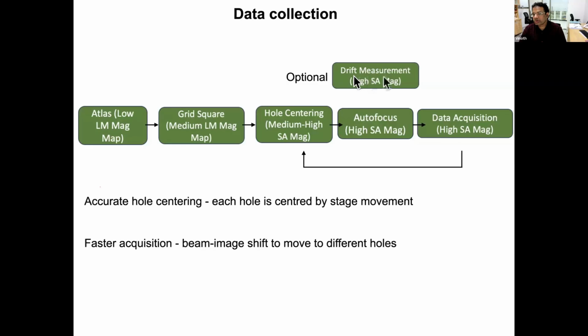Optionally, you can also do drift measurement. This typically is not used very regularly, but there is an option to use. So when we center the hole, there are two ways now. We can do accurate hole centering, where you go to each hole by stage movement and then you take an image, or faster acquisition, where instead of stage movement, you use beam shift to move to different holes and take images.